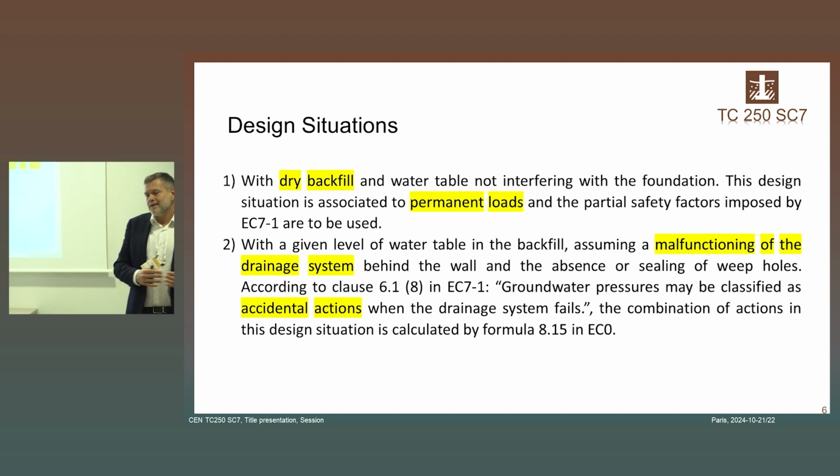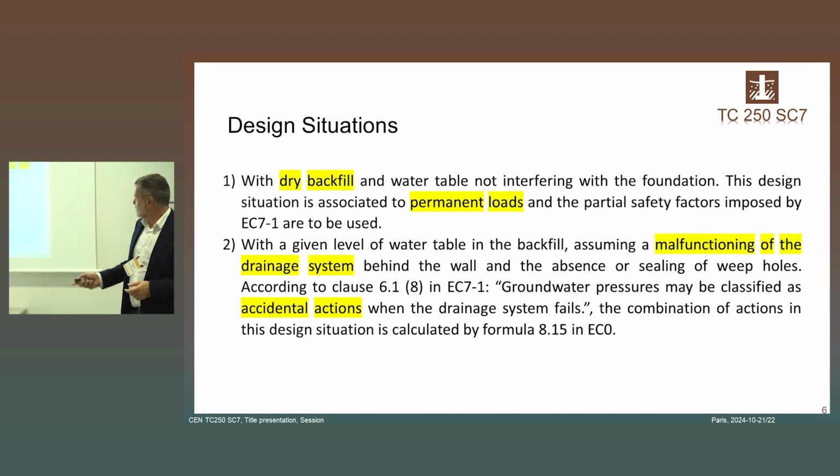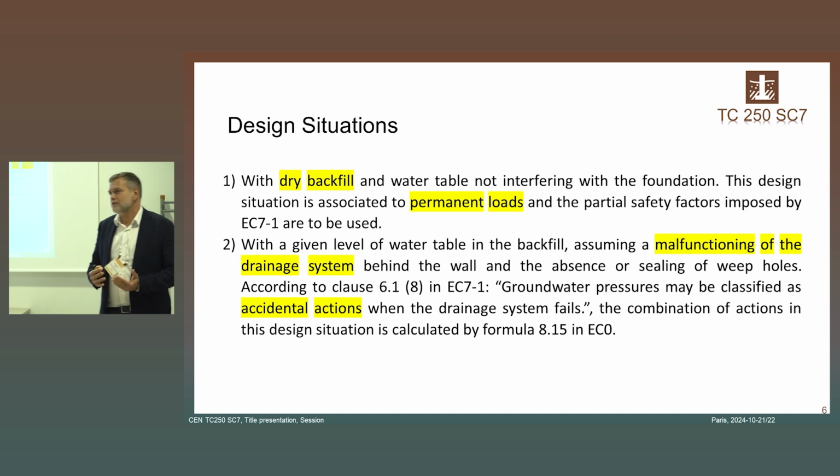We have to apply the factors of safety that we apply to the loads in a usual condition. But the second design situation is associated with a malfunctioning of the drainage system. In this case, the water level can rise in the backfill, but this has to be considered like an accidental action, and therefore we have to take all the safety factors on actions equal to 1.